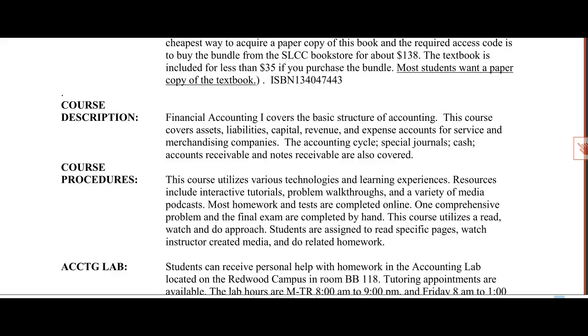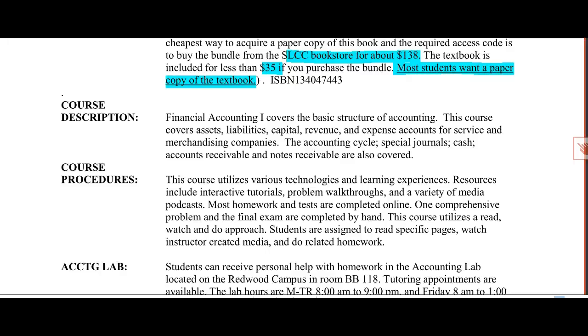I think the cheapest way to get it is to buy the bundle from the bookstore. You can get the book and the accounting access code for around $138. That makes the book about $35 if you purchase it in the bundle. The access code's right around $100. I want to tell you, most students want a paper copy of the textbook for testing purposes, so if I were you, I'd get one right off.